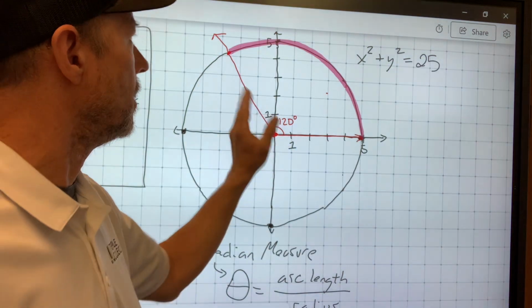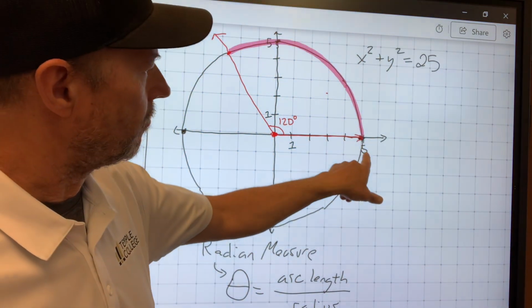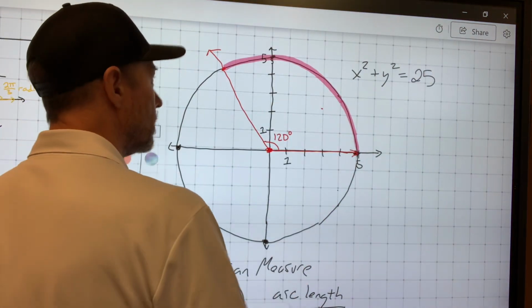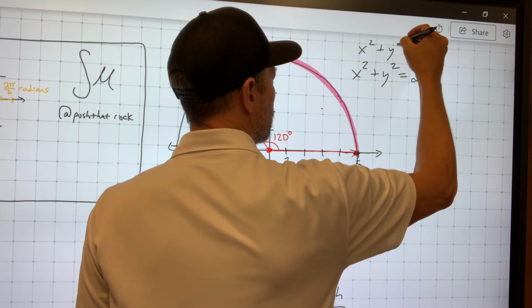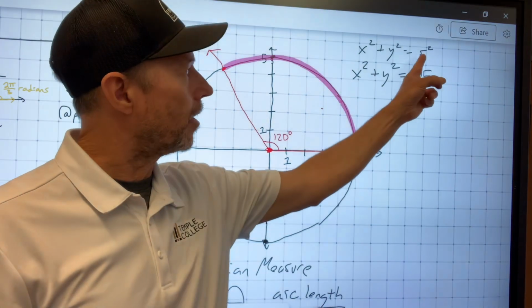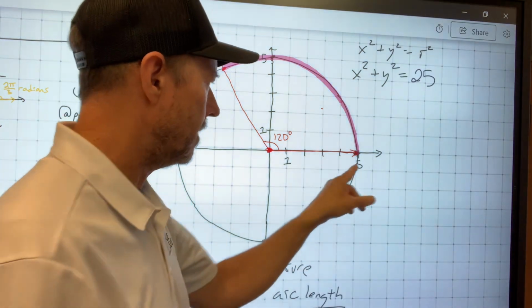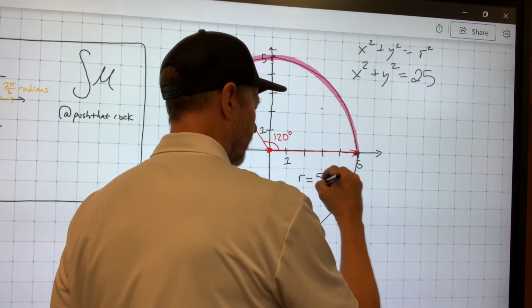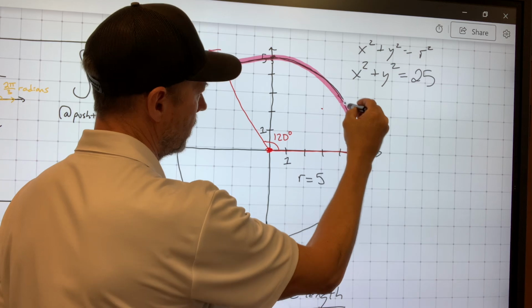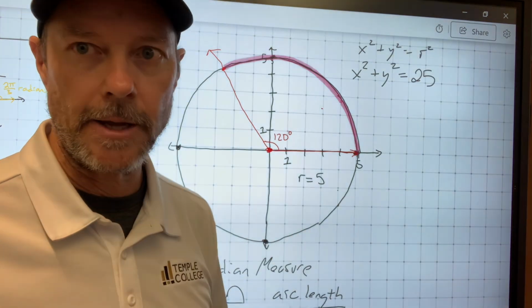So I have a circle here and I've drawn a 120 degree angle, but I made the circle 5 units in radius. So the equation of a circle is always x squared plus y squared equals r squared if it's centered on the origin like this one is. And if my r is 5, then it would be x squared plus y squared equals 25. So the radius of this circle is 5. Now I want to know the arc length. If I know this arc length here, then I can take that arc length divided by 5, and I'll have the radian measure of this 120 degree angle.